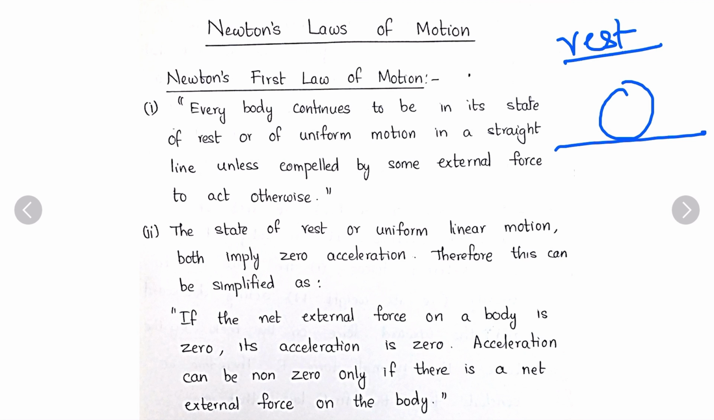But when will the ball move? If somebody comes and kicks the ball, then it moves. Or somebody comes and throws the ball, then it moves. That means some external force has to move the ball from its state of rest. A chair is there permanently, but if you push the chair, it will be displaced from that position.